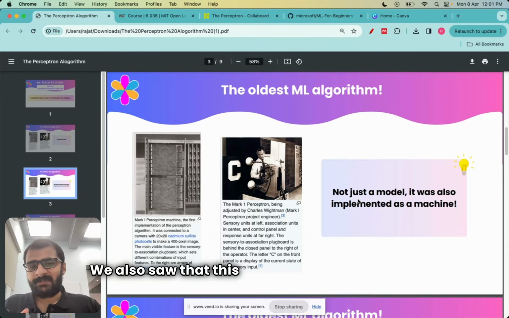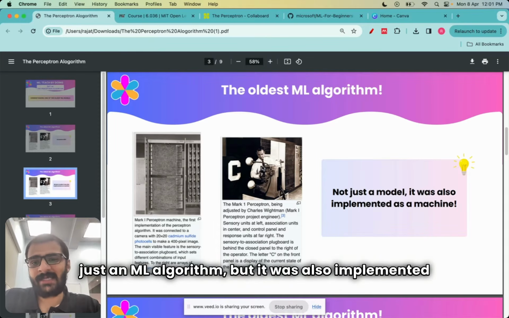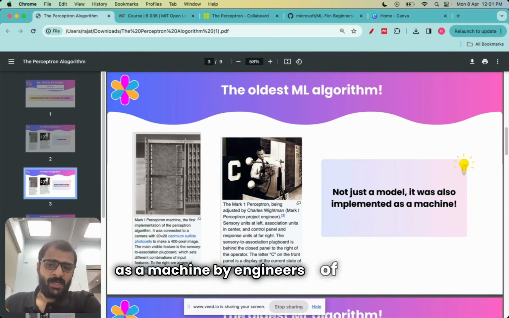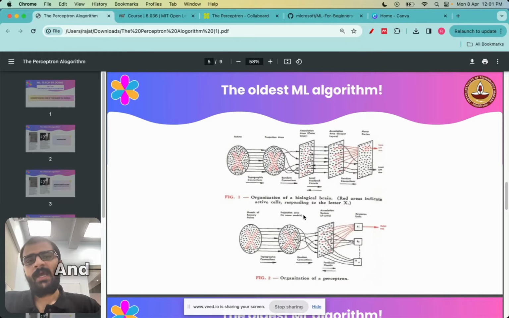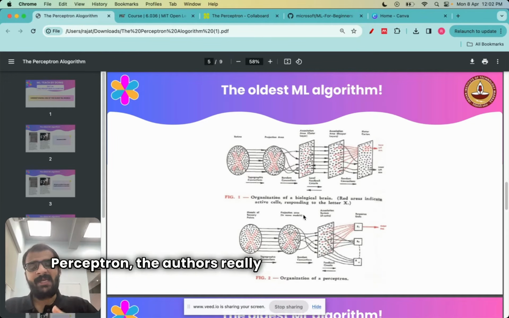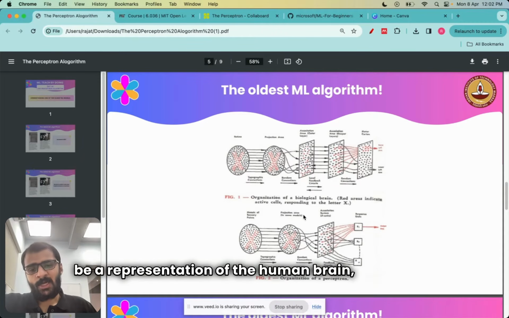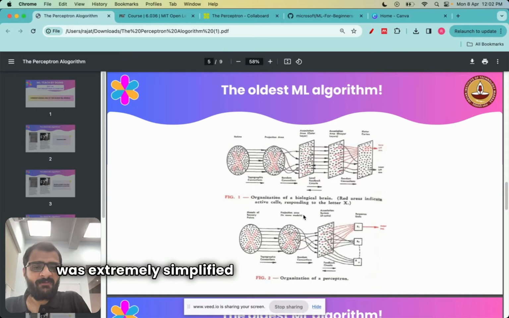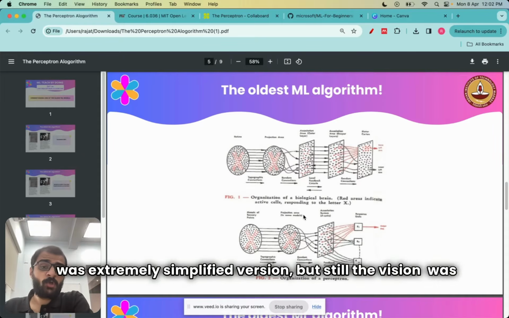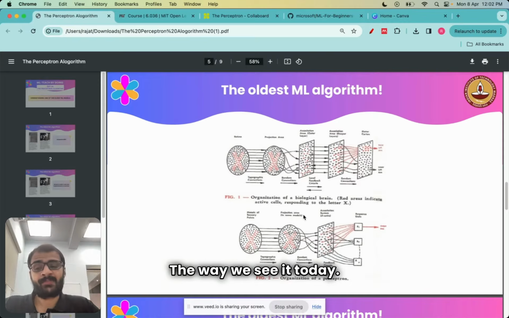We also saw that this particular model was not just an ML algorithm, but it was also implemented as a machine by engineers of that time. And in the first paper which was released on the perceptron, the authors really intended for the perceptron to be a representation of the human brain. Although it was an extremely simplified version, the vision was really moving towards artificial intelligence the way we see it today.